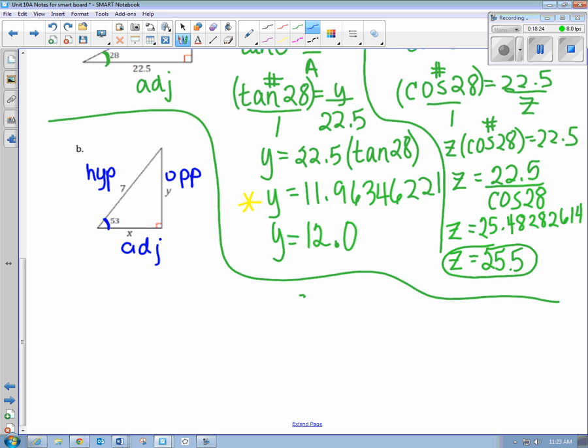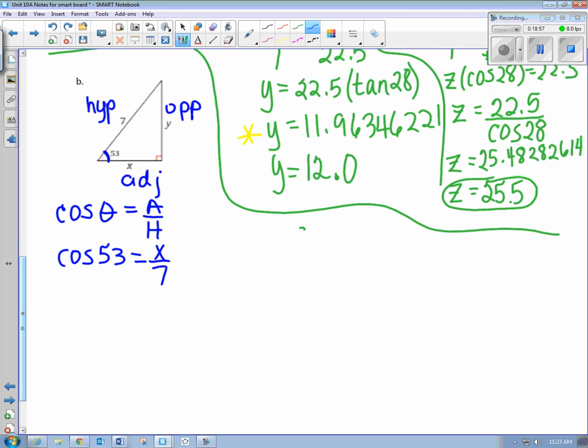If I'm working with x first, to find x, that's the adjacent side, and I have to link that up with the hypotenuse because the hypotenuse is a known value. So adjacent and hypotenuse is going to be cosine. So this is cosine of angle theta equals adjacent over hypotenuse. I plug in what I know. Cross multiply.